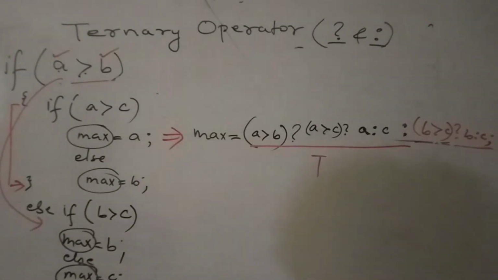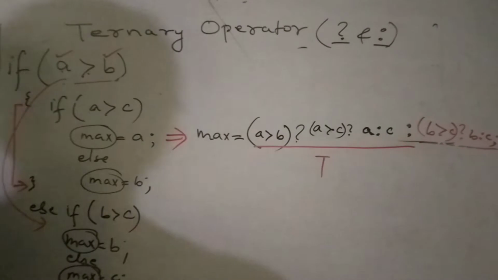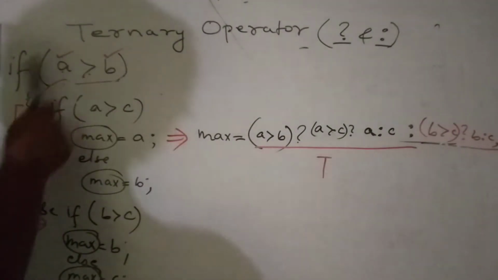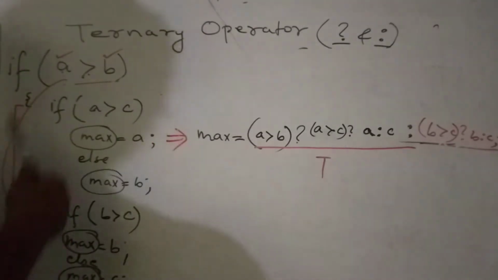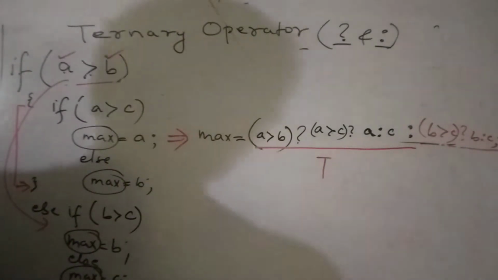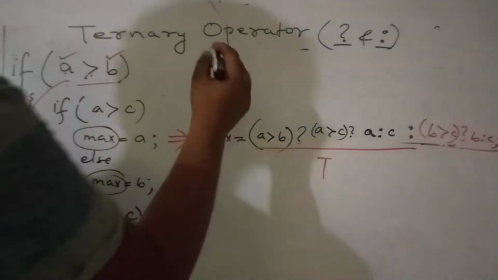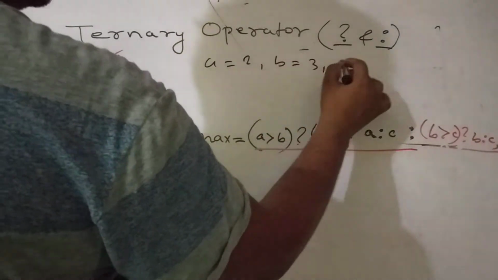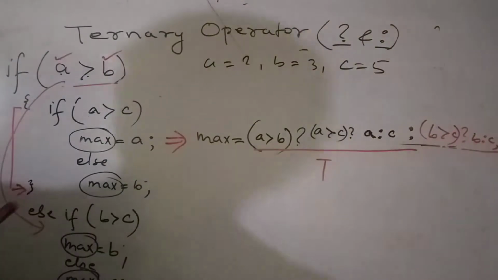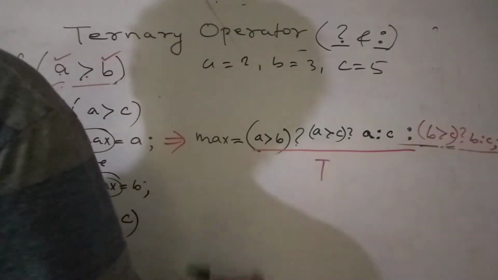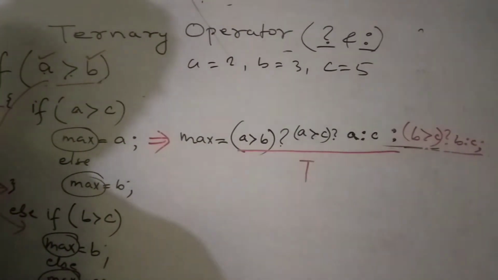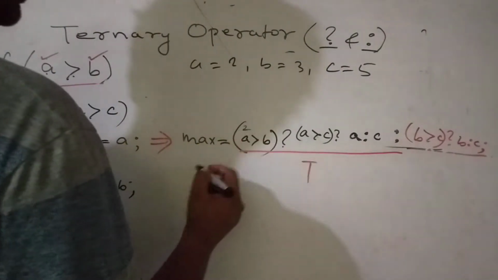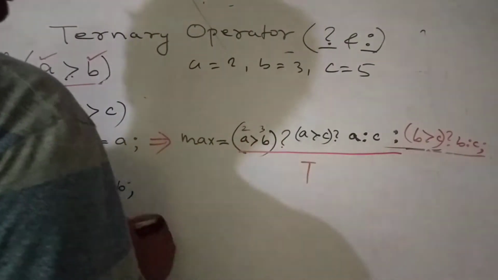Students, what I was saying is, suppose we need to convert these three variables' if else to the ternary operator. Fine. So think the value of A is 2, the value of B is 3, and the value of C is 5. Clear? So let us check out here. A is how much? 2. And B is how much? 3.